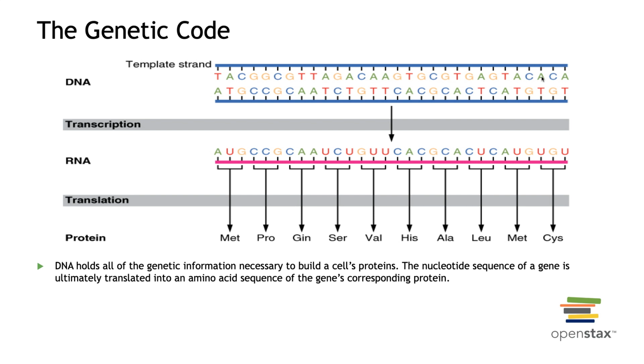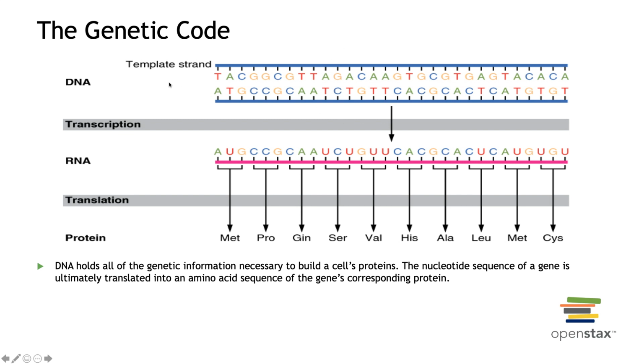So as far as the genetic code is concerned, DNA holds all of the genetic information necessary to build the cell's proteins, which then carry out the functions that the cell needs. So the nucleotide sequence of a gene is ultimately translated into an amino acid sequence of the gene's corresponding proteins. And what we're talking about is that codon is that triplet base pairing that helps to code for a particular amino acid. If you ever take biochemistry, you'll learn all that stuff, and it'll be way too in-depth. You'll have to memorize all of them.